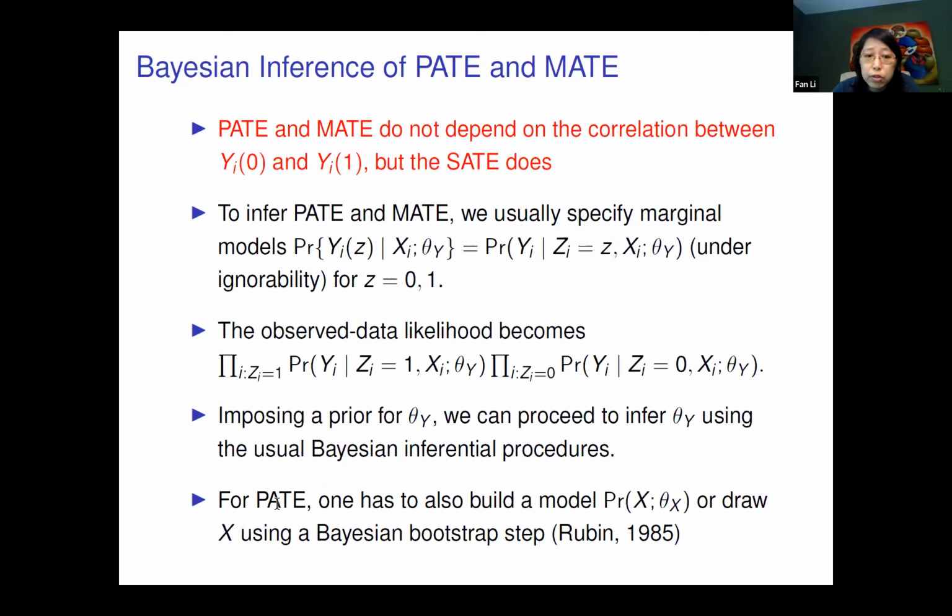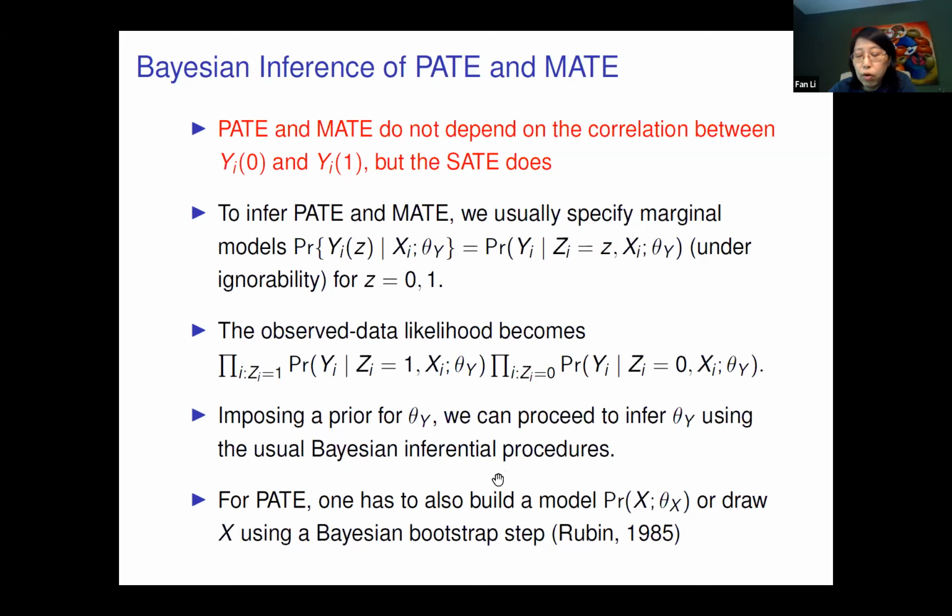So for PET, of course, we have this one additional thing you have to worry about. That's the model for the X, the model for the covariates. But as we mentioned, if you really want to be pure, then you do that. And then some people, there are some authors who say that you can just use a Bayesian bootstrap step to draw X from the distribution, and then the question is, how do we combine that posterior draw of X with the inference of the outcome, of the potential outcome, right?